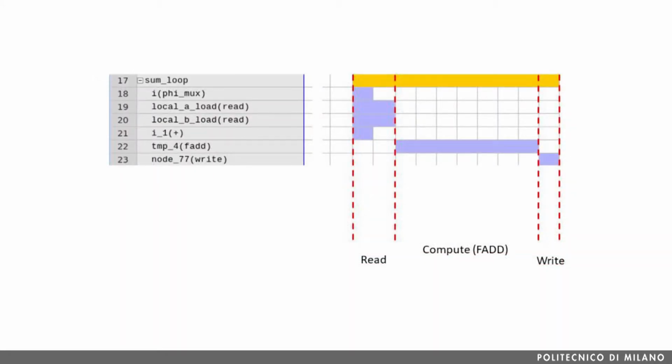To understand why we need 10 cycles for each iteration, we can look at the analysis report. Here we can see that 2 cycles are needed to load in parallel the operands from arrays local A and local B. 7 cycles are required to perform the floating point addition, and finally, 1 cycle is needed for storing back the results into array local res.